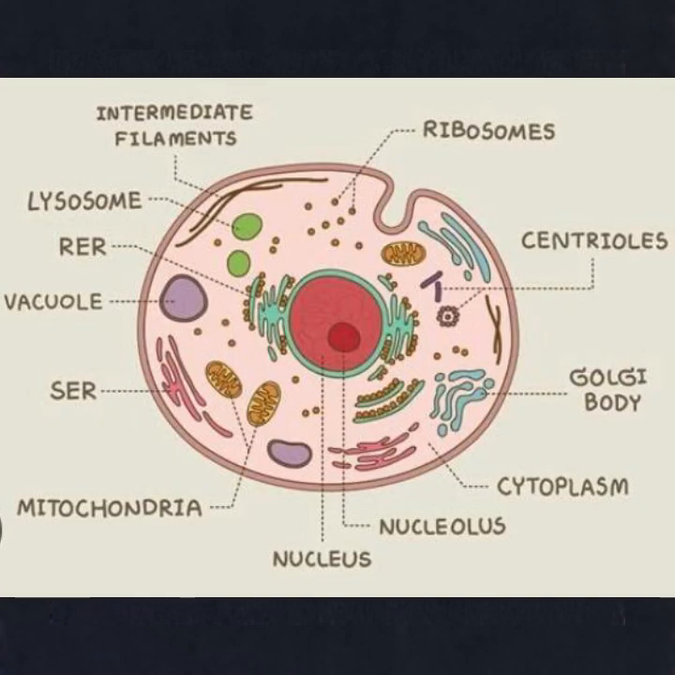So now what do you mean by eukaryotic cells? Eukaryotic cells have a true nucleus. The genetic material is present in the nucleus. These are multicellular organisms, that means made up of many cells. The size of the cells ranges from 10 to 100 micrometer.